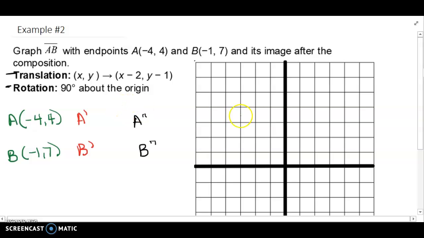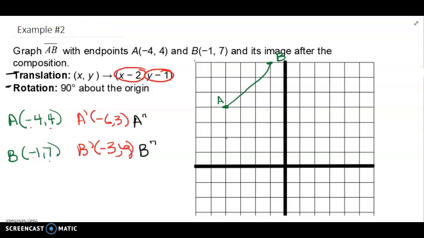So the first thing I'm going to do is plot my points A, B. All right, so I've plotted my A and B. So now I'm going to find my A prime and my B prime. Okay, so for my A prime, first I'm doing a translation. So this tells me I'm moving left 2 and down 1. So I'm going to go left 2 from negative 4 is negative 6. Down 1 from 4 is 3. And left 2 from negative 1 is negative 3, and down 1 from 7 is 6. So here are my new coordinates of my A prime, B prime.